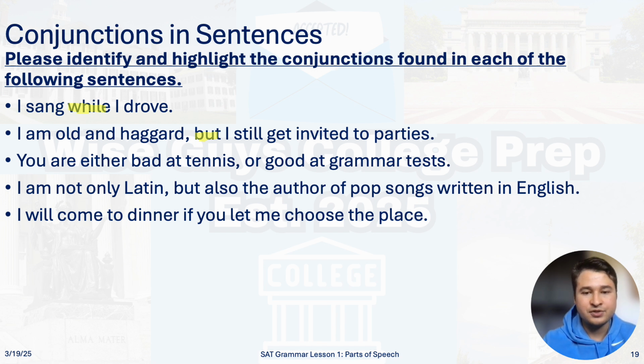You're either bad at tennis or good at grammar tests. So here you have a correlative conjunction. This is a correlative one, so you have either and or. I am not only Latin, but also the author of pop songs written in English, okay? So you have not only and but also, okay? Now for the fifth one, which is the last one, you can see is I'll come to dinner if you let me choose the place. So we have if in here, and that'll be it for this video.